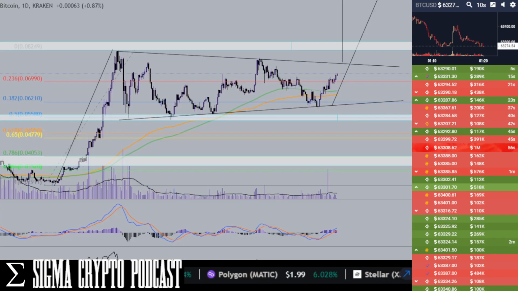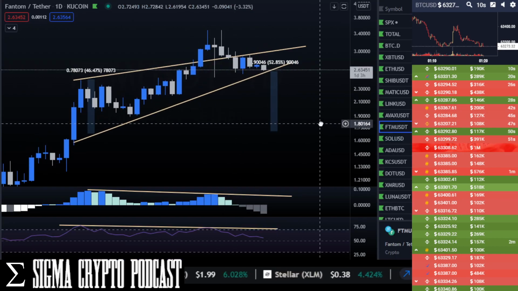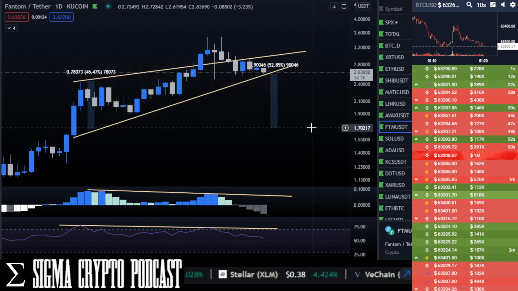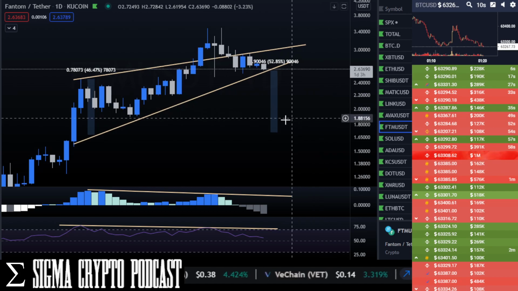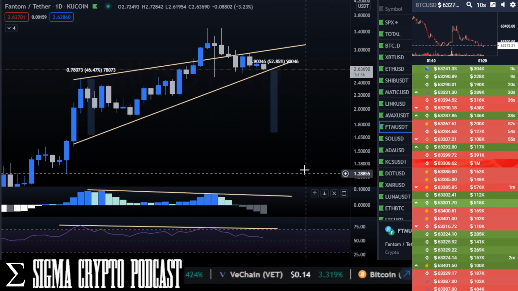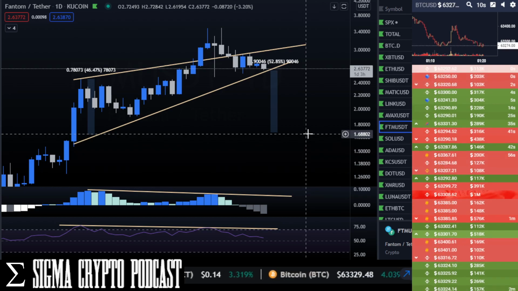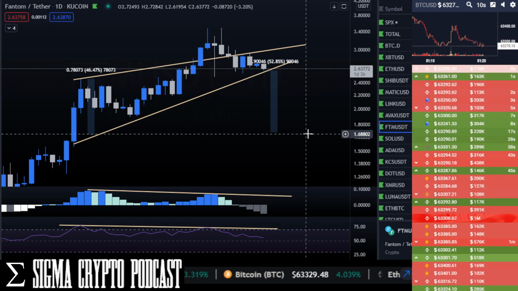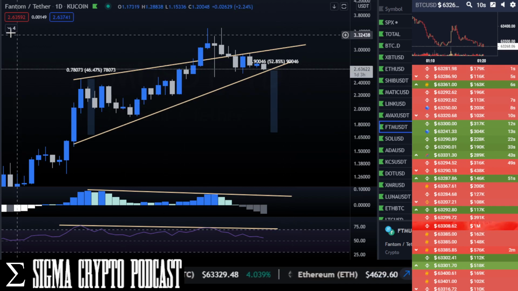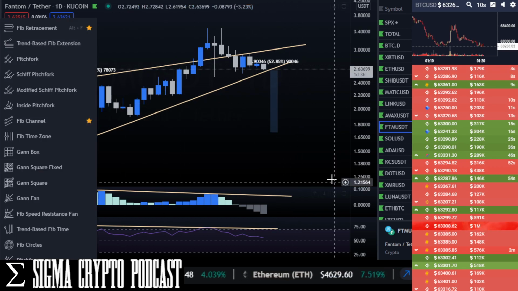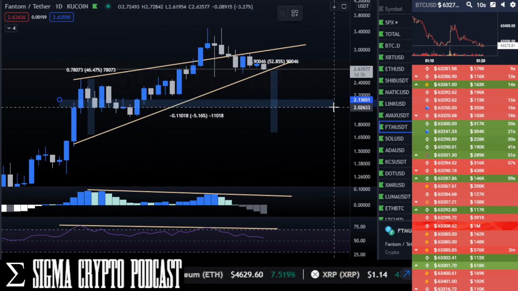I'm looking at FTM. I personally, not financial advice, I'm looking at this chart and I'm not thinking about buying here. If I had FTM, I'd probably sell personally. If you are holding FTM longer term, I would be looking to accumulate. I would look at these levels here, probably. Let me draw a box here. I'd look at around this range here to start accumulating more.